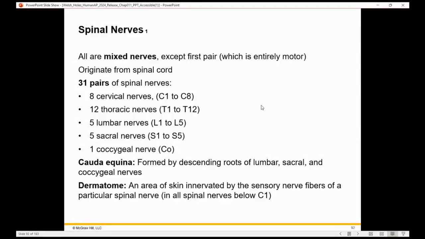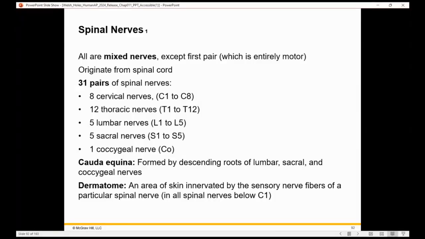All right, let's look at the spinal nerves. All of them are mixed nerves except the first pair, which is entirely motor, and they originate from the spinal cord. There are 31 pairs of spinal nerves: the 8 cervical nerves, C1 to C8, 12 thoracic nerves, T1 to T12, 5 lumbar nerves, L1 to L5, and 5 sacral nerves, S1 to S5, and then finally 1 coccygeal nerve.